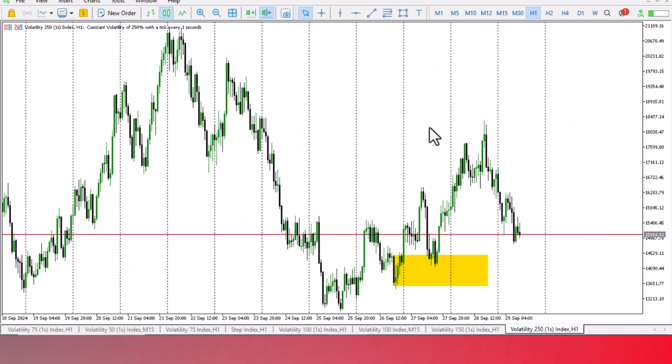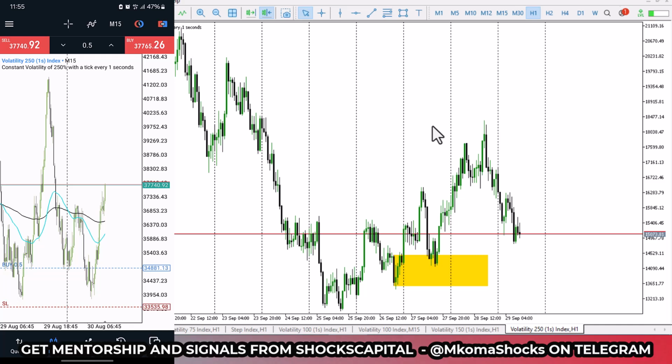Today I want to show you how I doubled my account using this setup, and I'll explain everything that I did and everything that I considered, and I'll show you the trade on the screen after I'm done. I'll explain everything from the H1 to the M15.